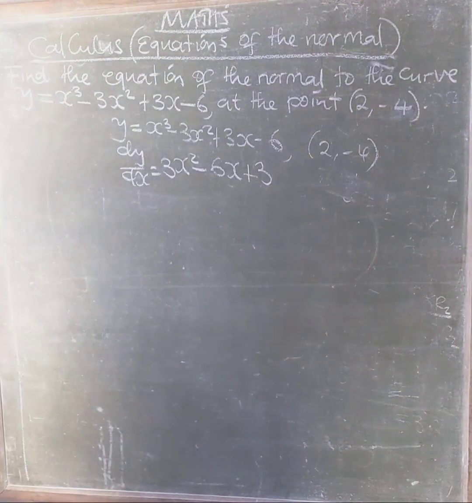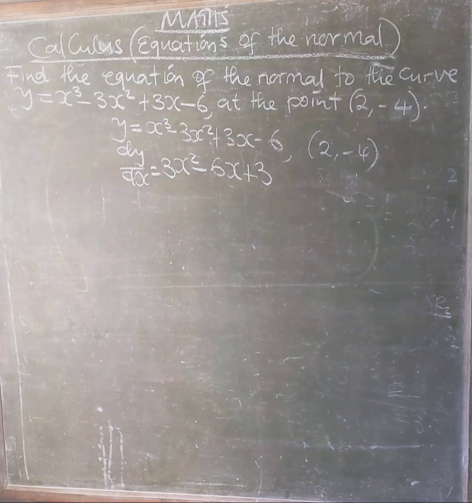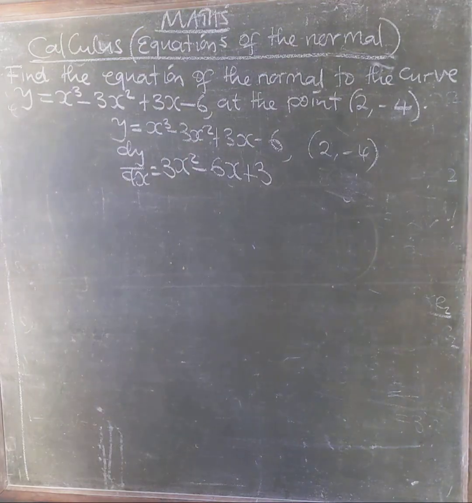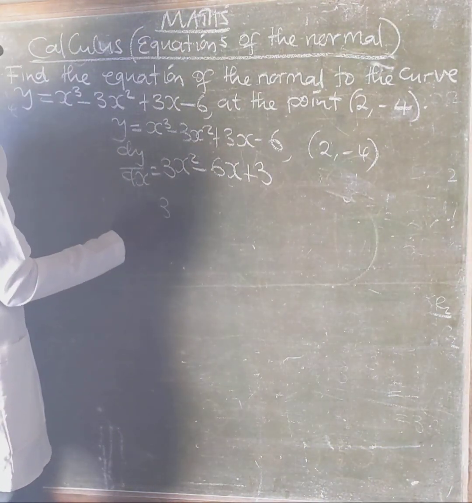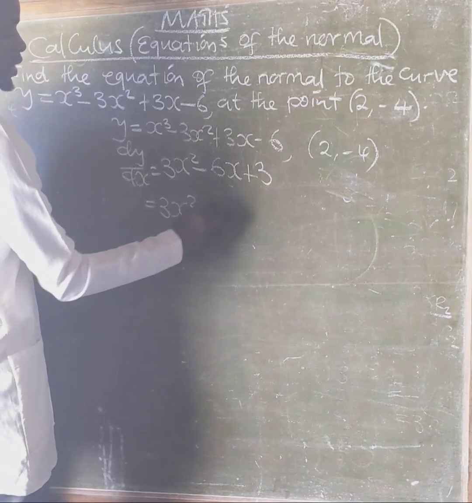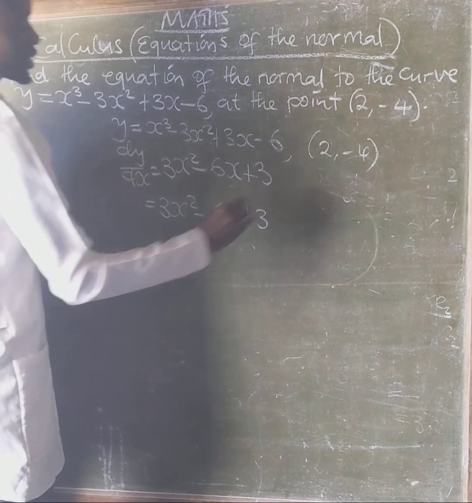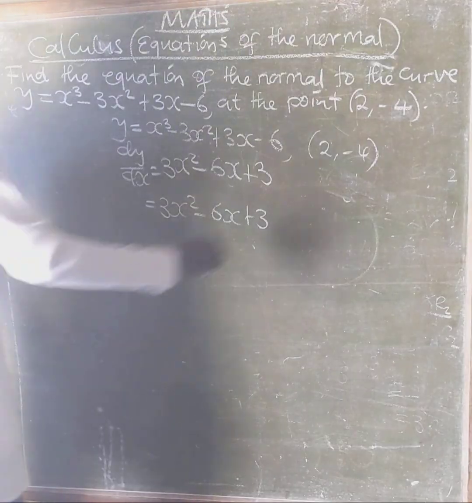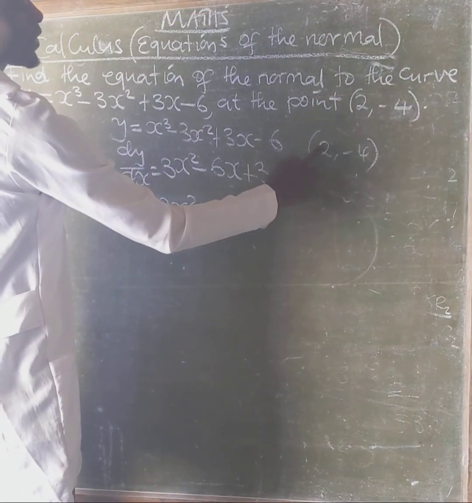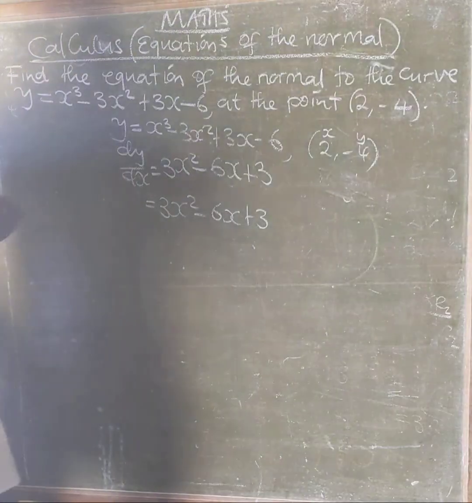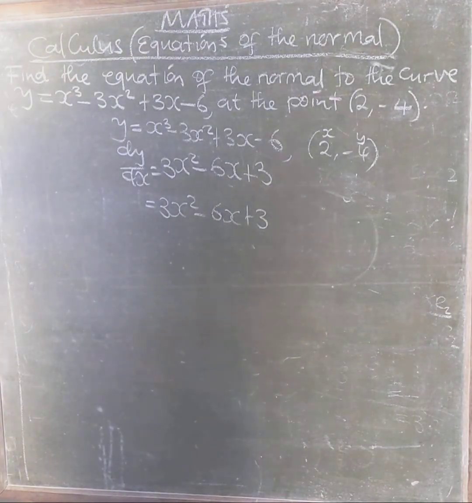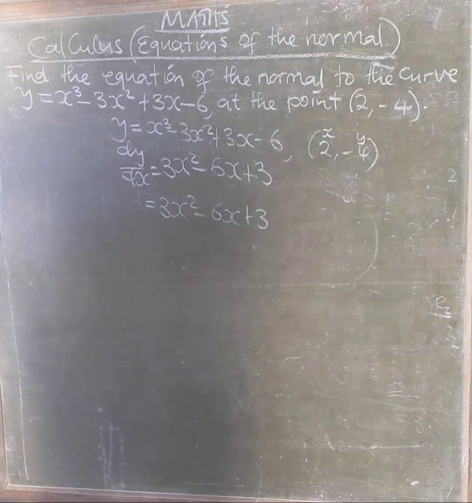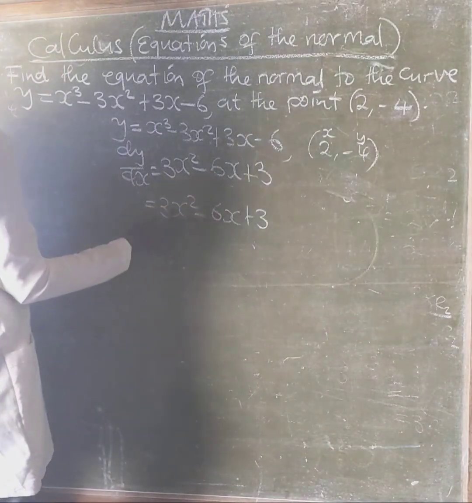So now to find the equation of the normal, after differentiating, that is now leading you to finding the what? The gradient of the tangent first. So in this case we have 3x raised to the power 2 minus 6x plus 3. Since you have the point here, point C, you have the value of x, you have the value of y. So for you to be able to find the gradient of the tangent, what you're supposed to do is get the value of x and replace here.